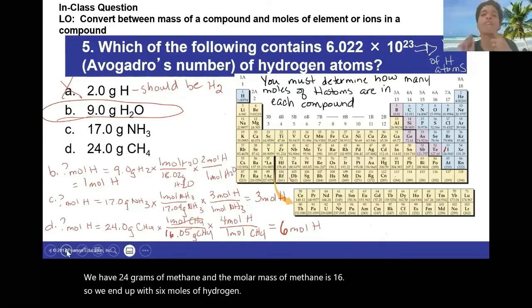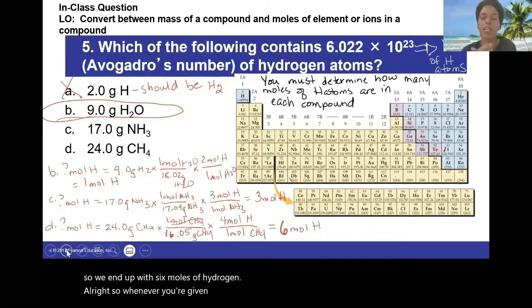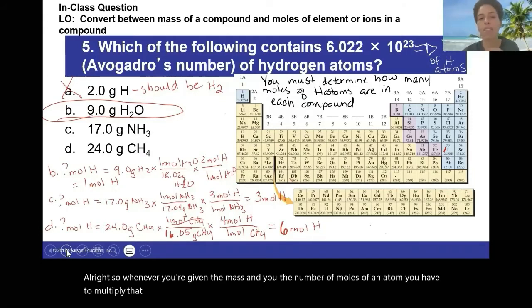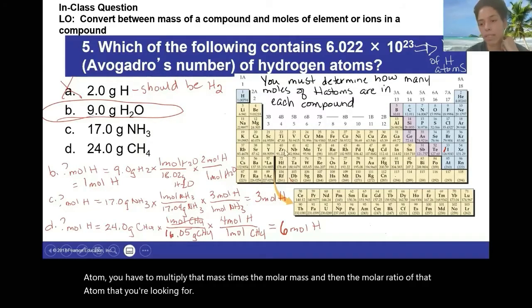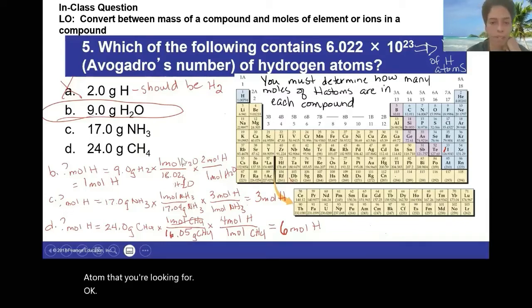All right, so whenever you're given the mass and you want to know the number of moles of an atom, you have to multiply that mass times the molar mass and then the molar ratio of that atom that you're looking for. Okay?